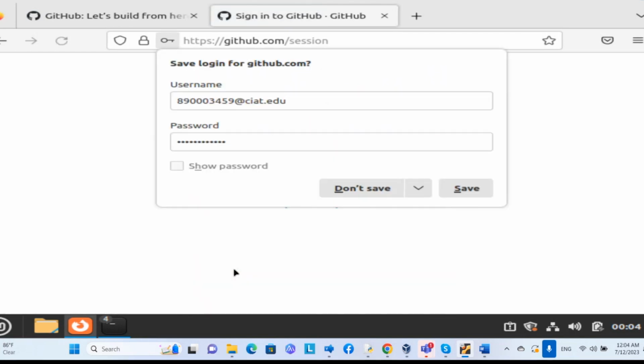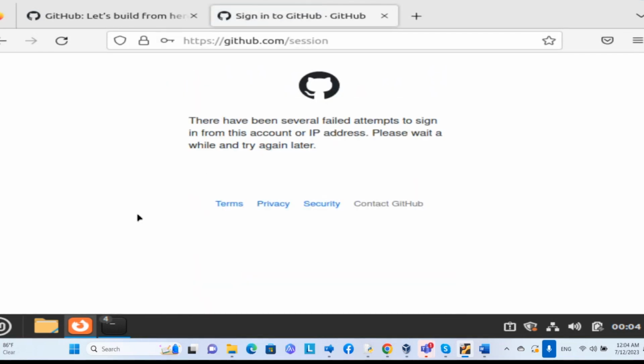So if you enter, don't save. There have been several failures. Oh, I see. Wow. This is basically the IP address causing the problem, probably. So, what is the way around? Let me think about it. Since your repository is inaccessible from there, so let's see how much progress we made.